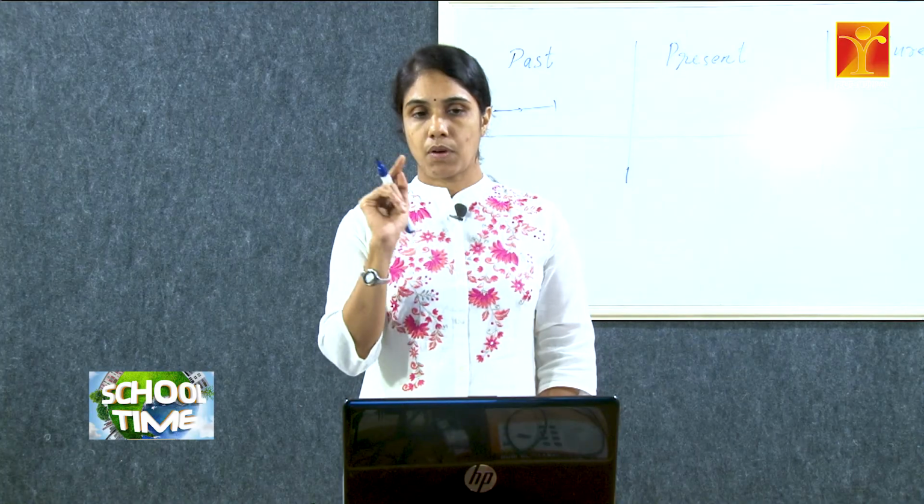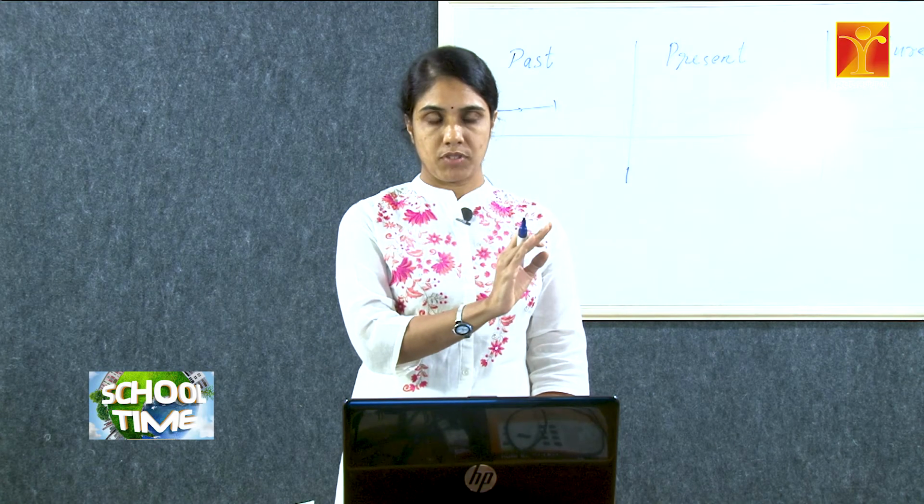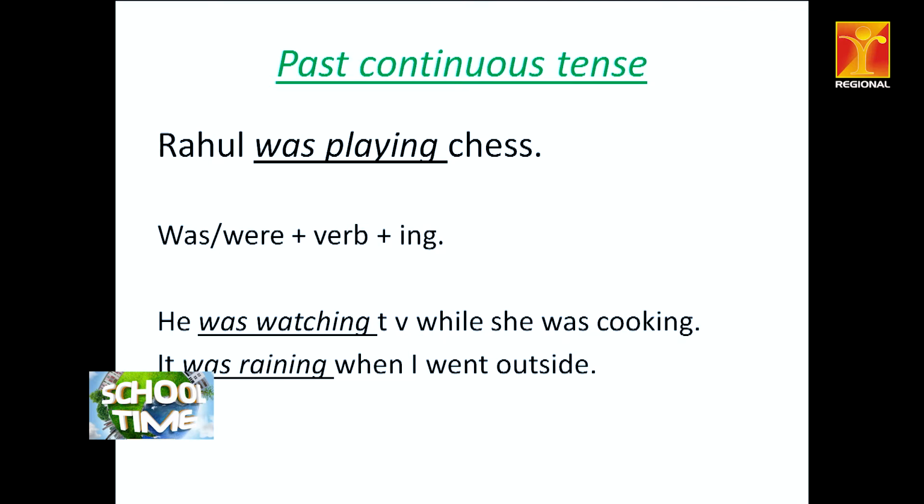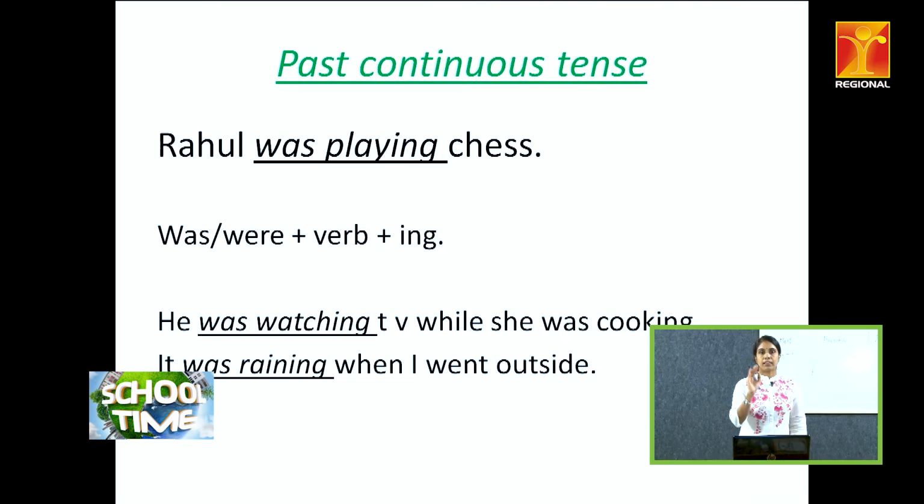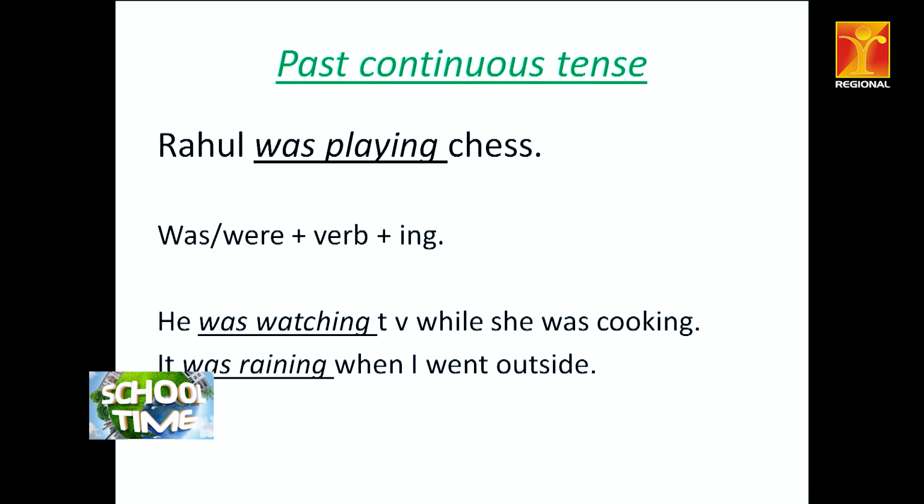That means was or were after the subject, we can add was or were, then the ing form of the verb, or the present participle or the ing participle of the verb. Here, he was watching TV while she was cooking. He is the subject, and was watching TV while she was cooking.